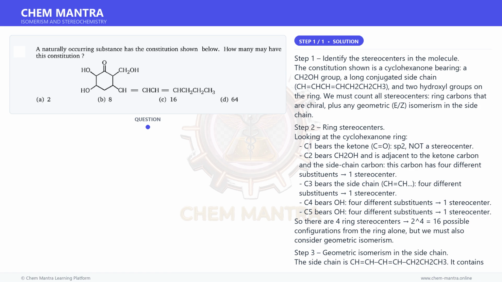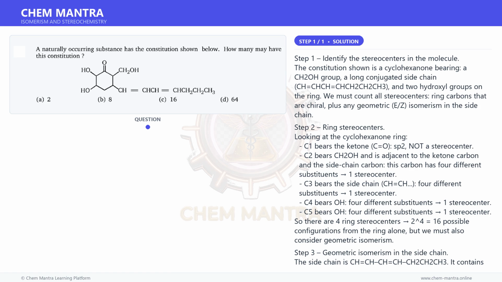So there are 4 ring stereocenters, 2 to the 4 is equal to 16 possible configurations from the ring alone, but we must also consider geometric isomerism. Step 3. Geometric isomerism in the side chain. The side chain is CH=CH, CH=CH, CH2CH2CH3. It contains 2 C=C double bonds, a conjugated diene, each of which can be E or Z, 2 squared is equal to 4 geometric isomers from the chain.